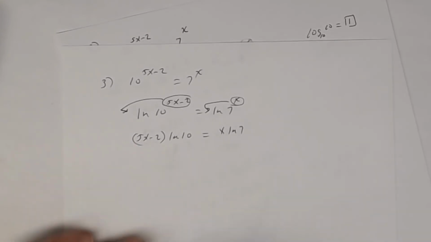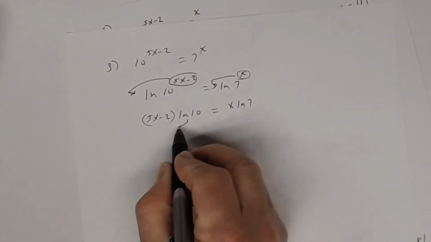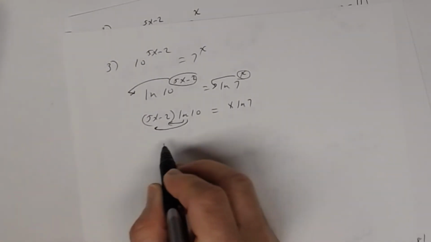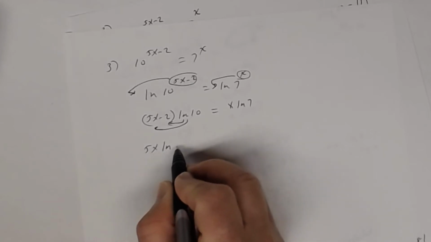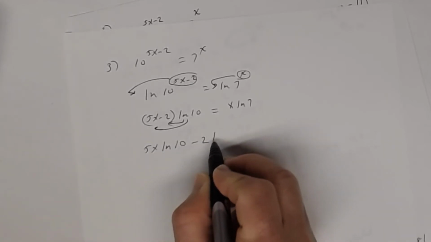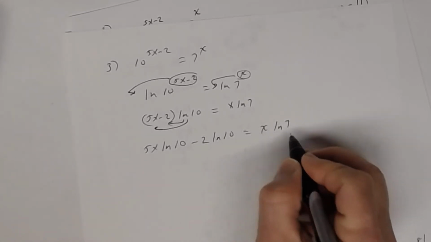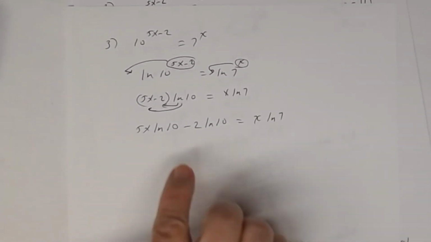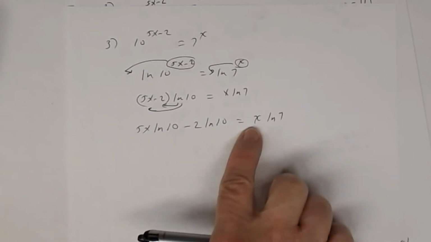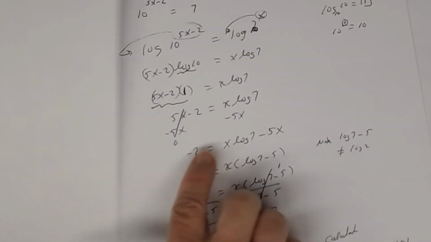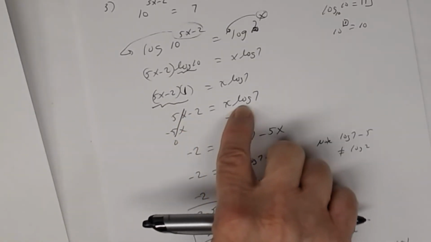But here, that's not nice anymore because now you have to distribute this. And so we get 5x times the natural log of 10 minus 2 times the natural log of 10 equals x times the natural log of 7. See that? So now you see every term has a log in it, whereas in the other one, it was only this one term.